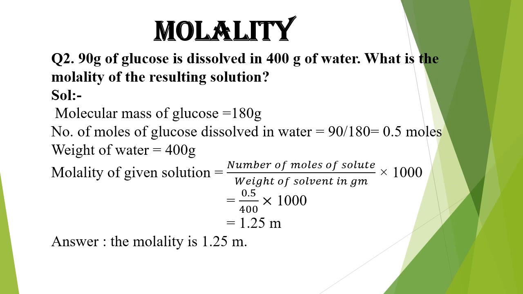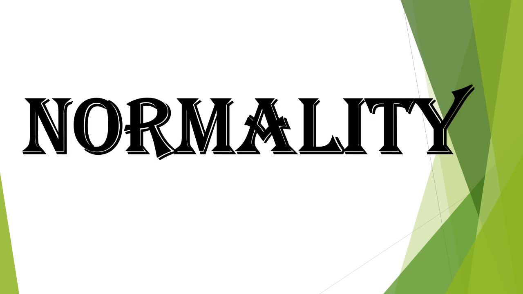So the molality of the solution obtained by dissolving 90 gram of glucose in 400 gram of water is 1.25 m. So by using these two examples, we can easily understand how to calculate molality. Now we will discuss normality.